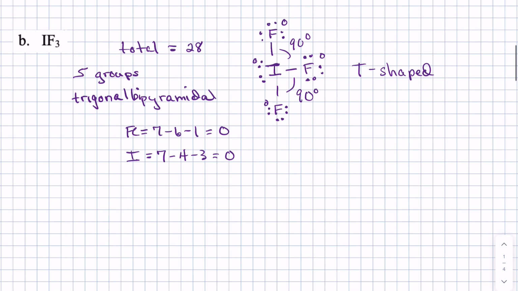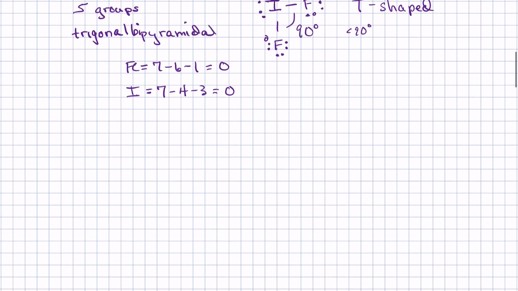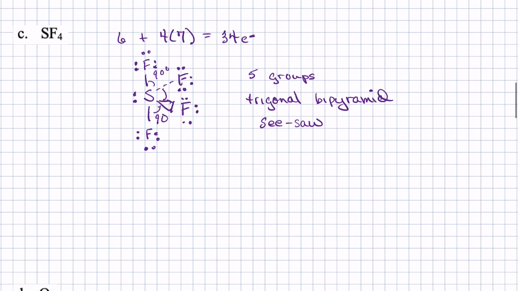That's also going to be the case for the T-shape, that these angles are going to be less than 90 degrees because of the presence of the non-bonding electrons on the iodine. So it's going to be less than 90 degrees. And then between the fluorines and the equatorial plane, it's going to be less than 120 degrees in that situation.